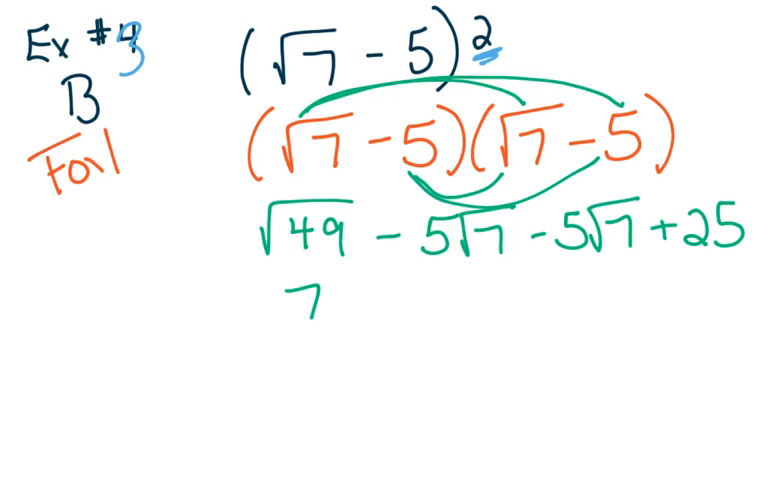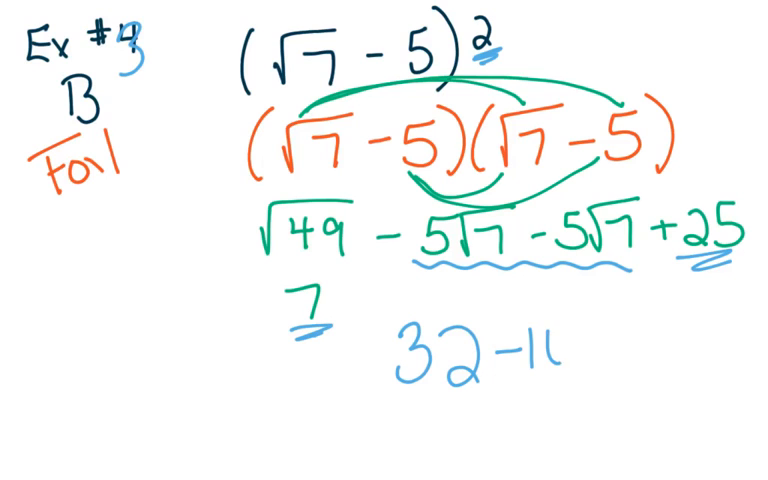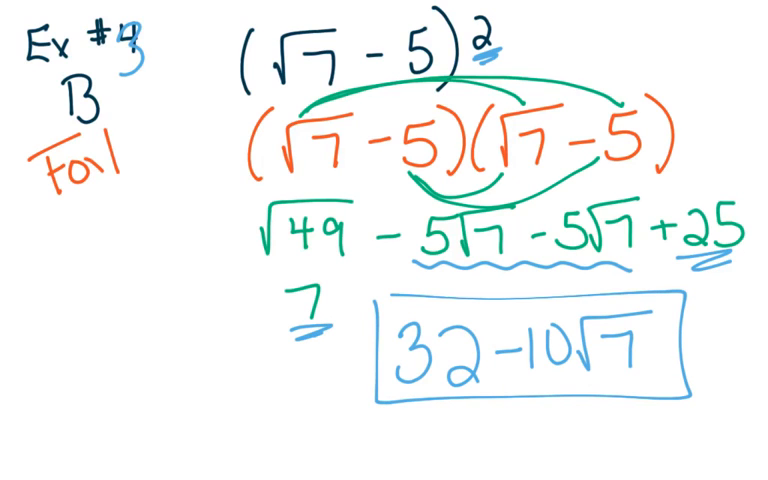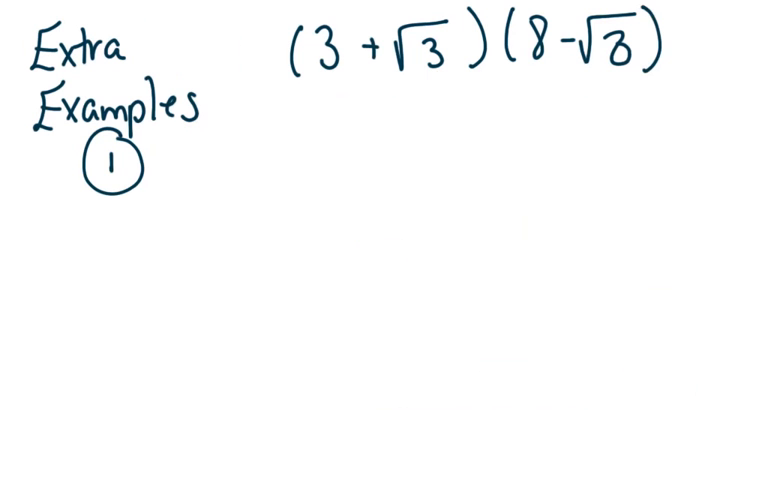All right, so whole numbers, we got the 7 and the 25, so 7 plus 25 is 32. And then with our radical pieces in the center, negative 5 minus 5 more is negative 10 square root of 7. All right, so there's our answer for that one. Now, I know these are new to us, so let's practice a couple more examples to make sure we get the hang of it. So again, these are just extra, and we are FOILing.